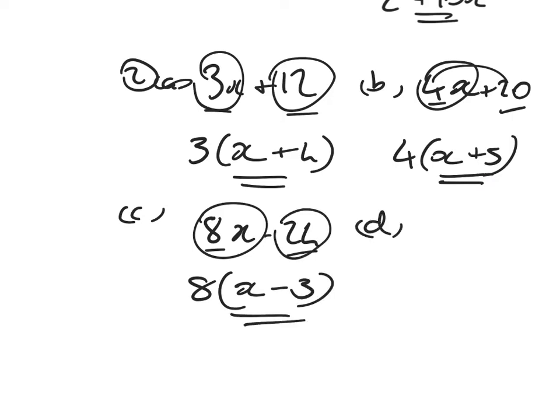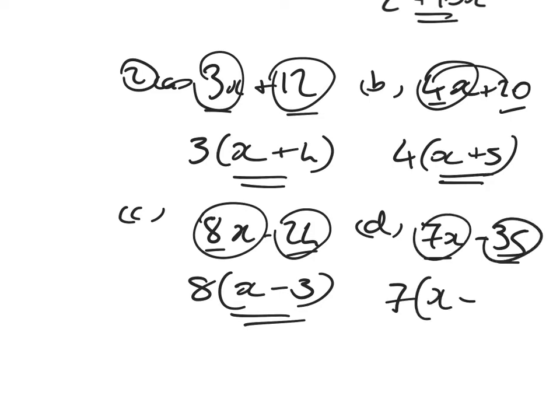Part D, 7x minus 35. From 7 and 35 I can take 7. 7 times what gives me 7x, that's x. There's a minus in the middle. 7 times what gives me 35, and that's 5.